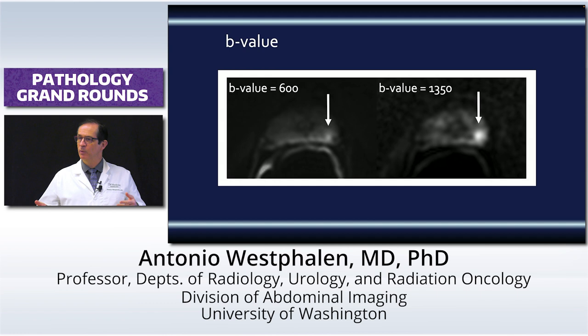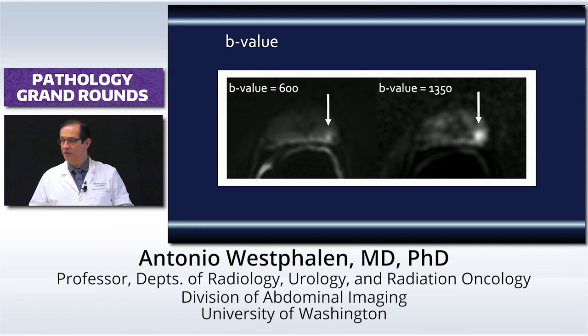So here is an example of a low B value and a high B value acquired at the same time. It's the same patient, the same time, the same scanner. And with the change in the B value, we increase the contrast, which was what I mentioned before in that other slide. So that's the rationale behind this.